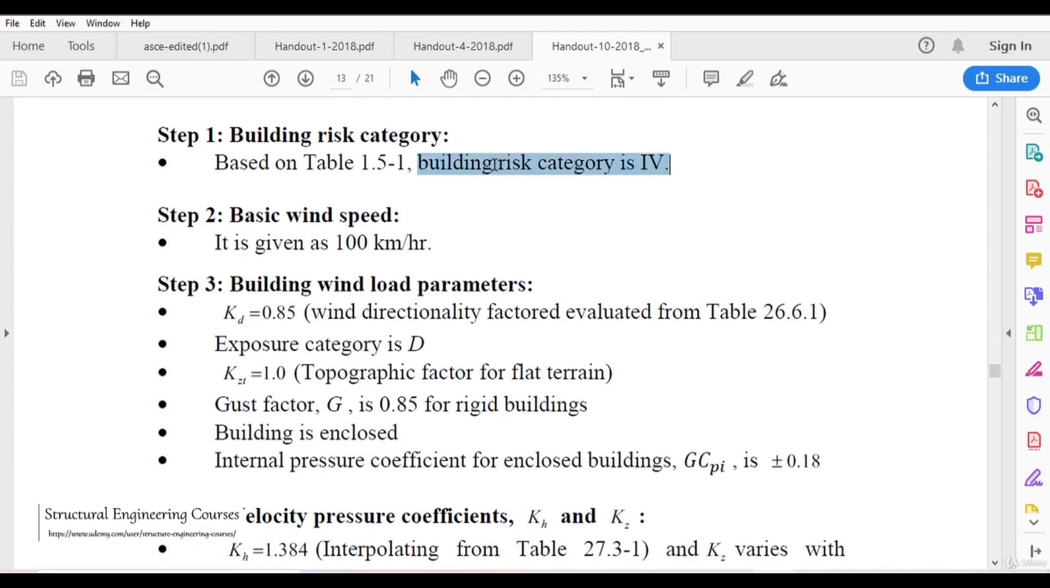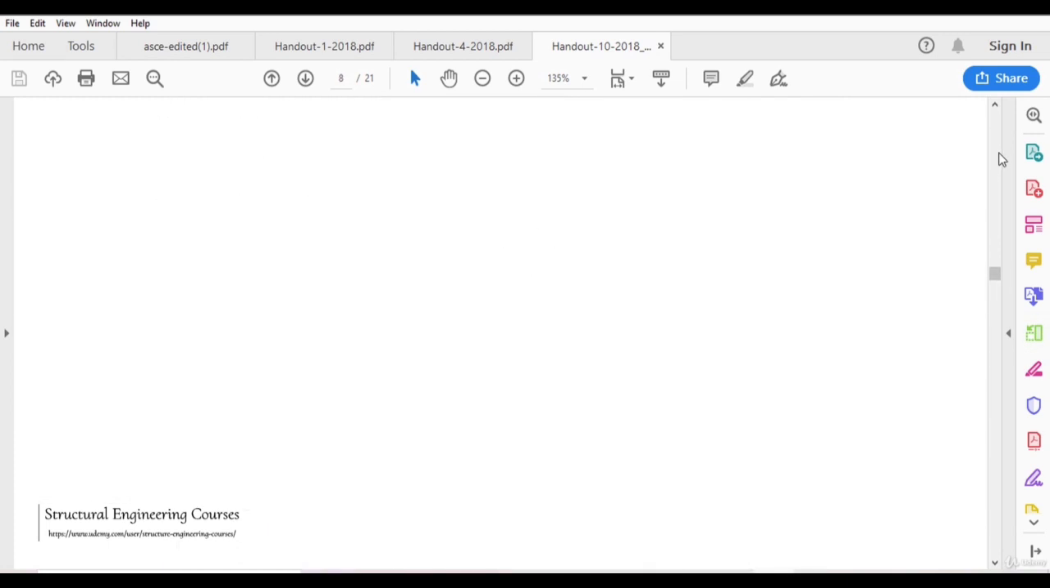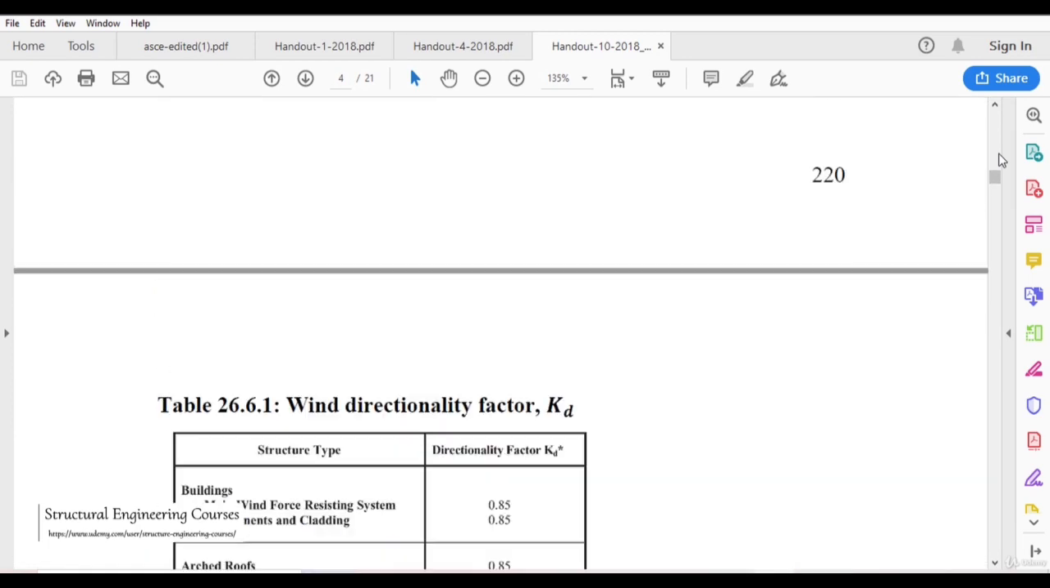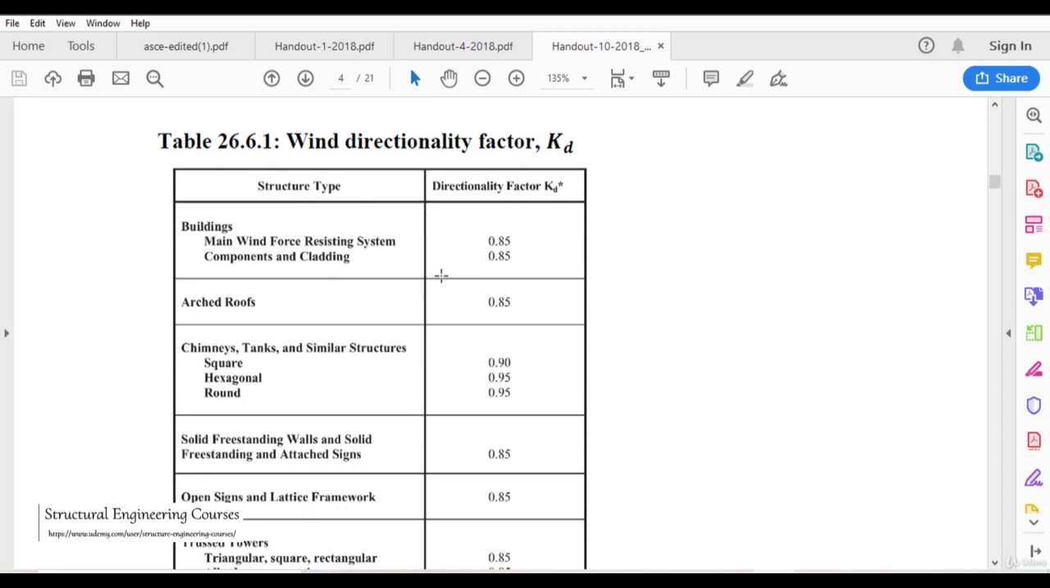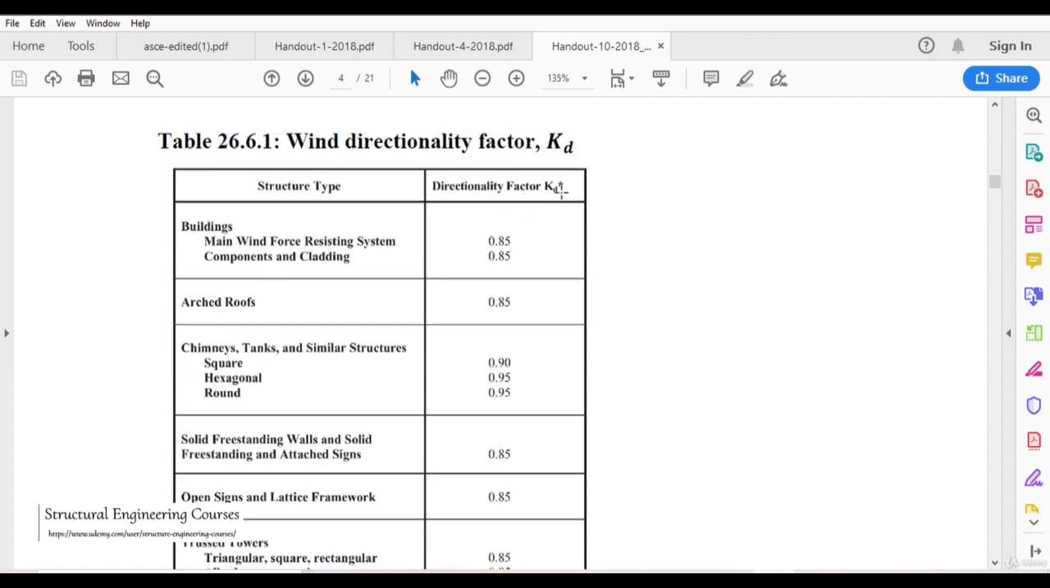Basic wind speed, that is the wind speed for 3 second gust at 10 meter height for exposure category C, can be taken as 100 km/h. After that, building wind load parameters. So KD can be taken as 0.85. If you remember this KD equal to 0.85, this is the table that has been referred. So in our case, it is nothing but building main wind force resisting system. So we can take directionality factor KD as 0.85.